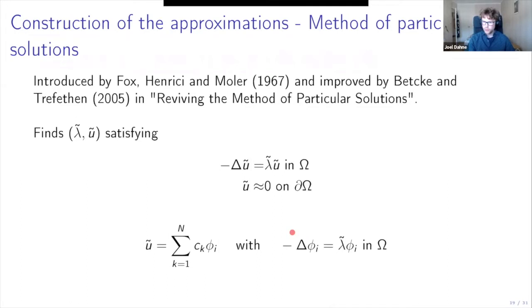So before we can do this, we need these approximations. We need to compute U1 tilde, U2 tilde, U3 tilde, and U4 tilde. And here the method is also the same as in both my previous paper and Javier's previous paper. We use the method of particular solutions. So I will be rather brief with how this method works.